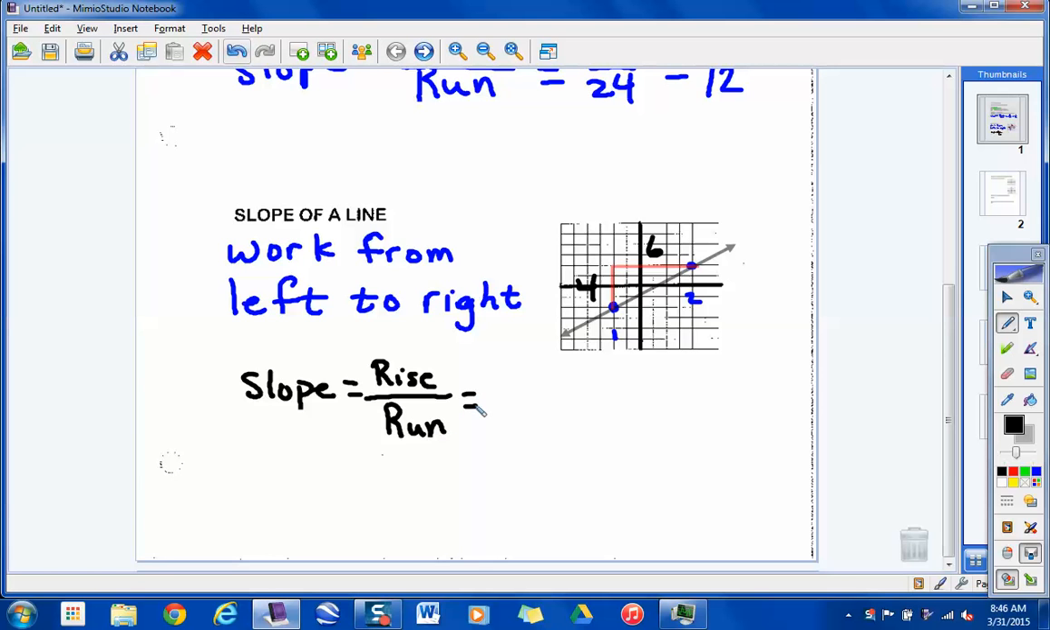So what's your rise distance again, kiddos? Well, it's 4, right? What's your run? Okay, so 4 over 6. So, what are you going to have here, guys? What are you going to have?